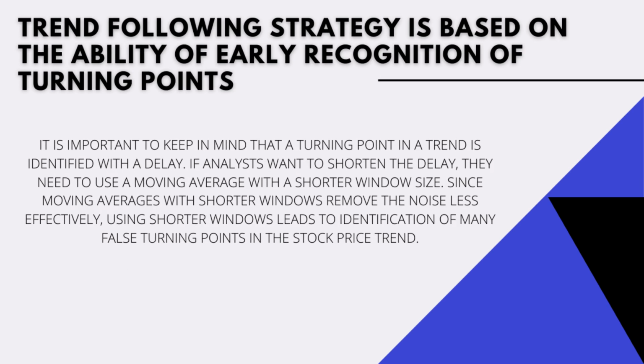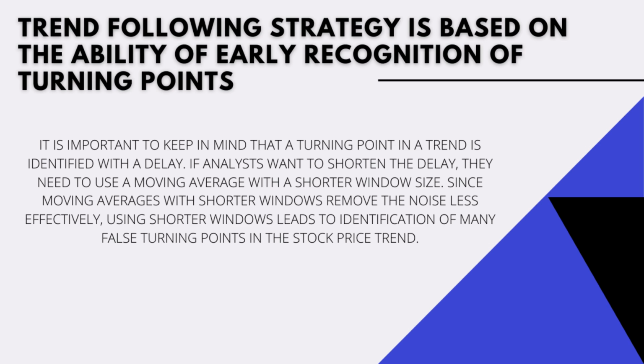It is important to keep in mind that a turning point in a trend is identified with a delay. If analysts want to shorten the delay, they need to use a moving average with a shorter window size. Since moving averages with shorter windows remove the noise less effectively, using shorter windows leads to identification of many false turning points in the stock price trend. Increasing the size of the averaging window improves the precision of the turning point identification.